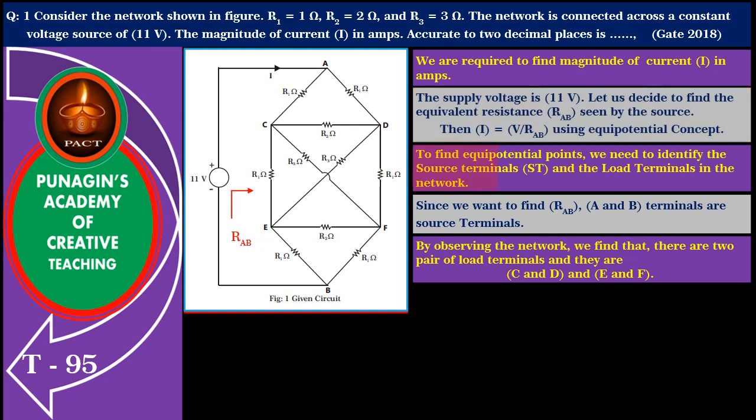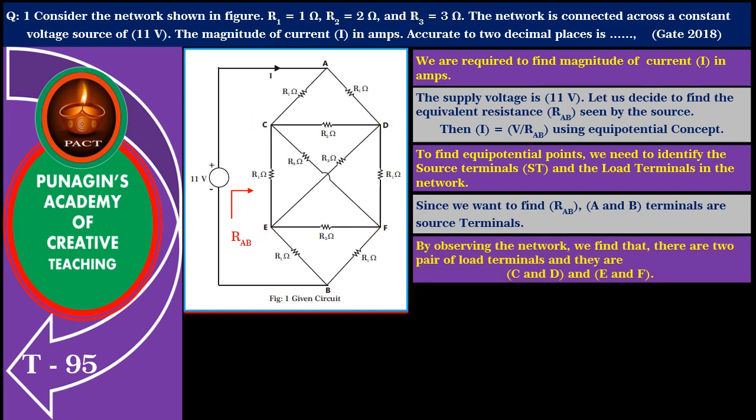To find the equipotential points, we need to identify the source terminals and the load terminals in the network. Since we want to find RAB, A and B are the source terminals. By observing the network, we find that there are two pairs of load terminals, and they are C and D, and E and F.